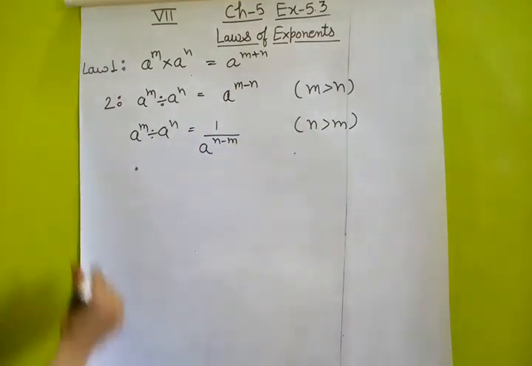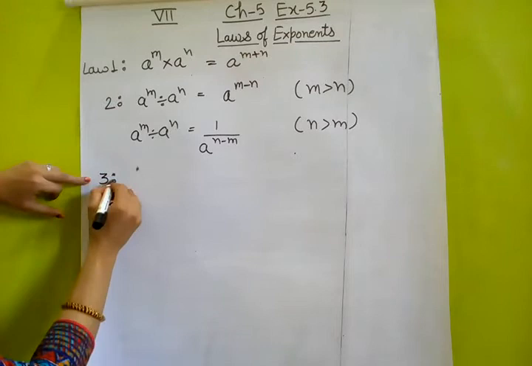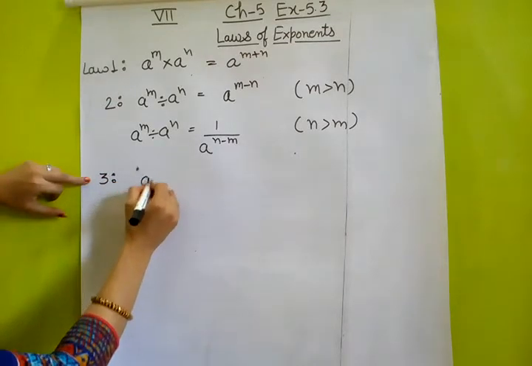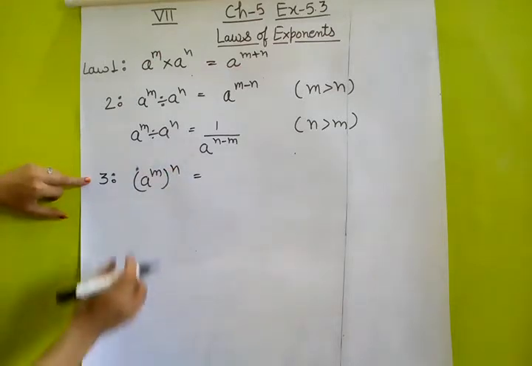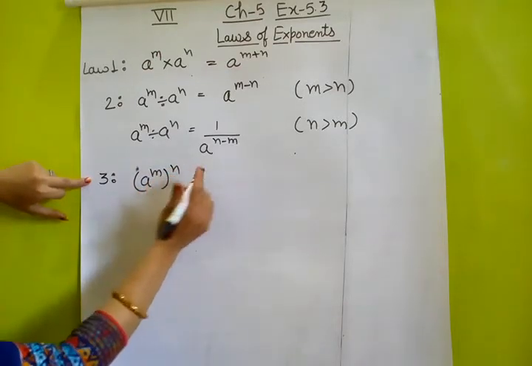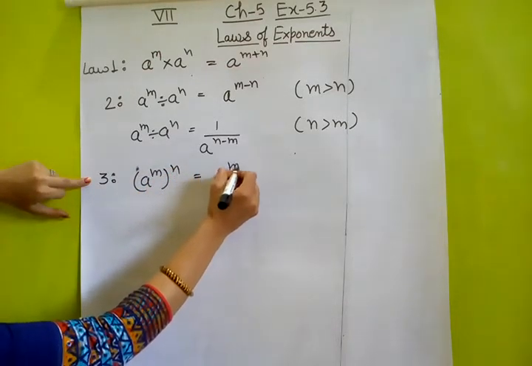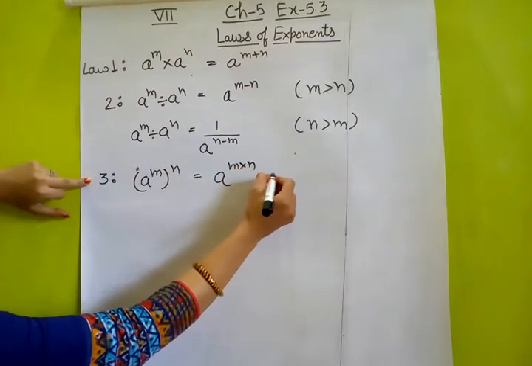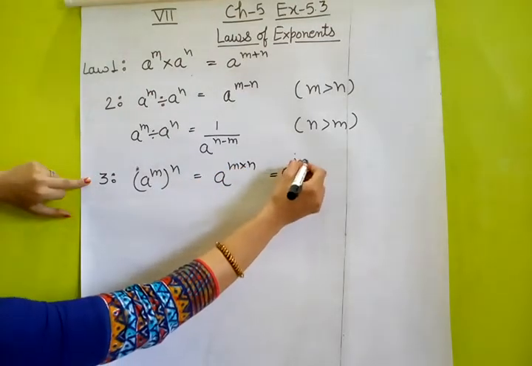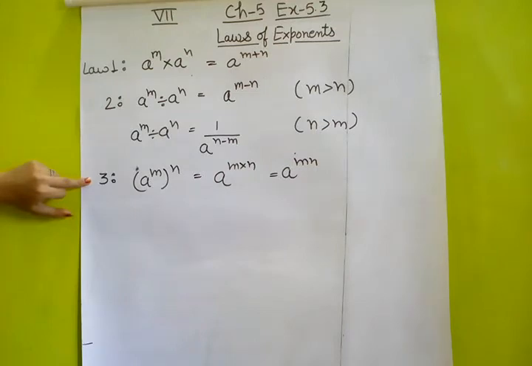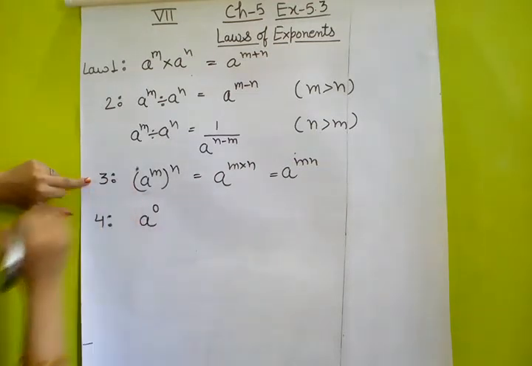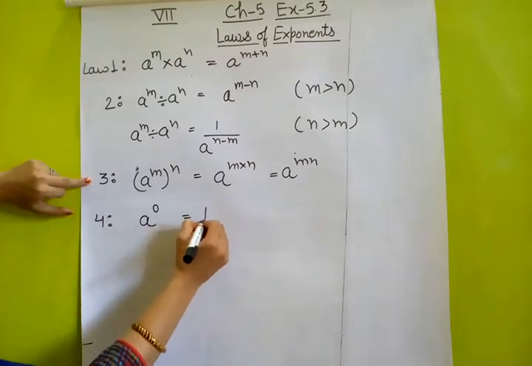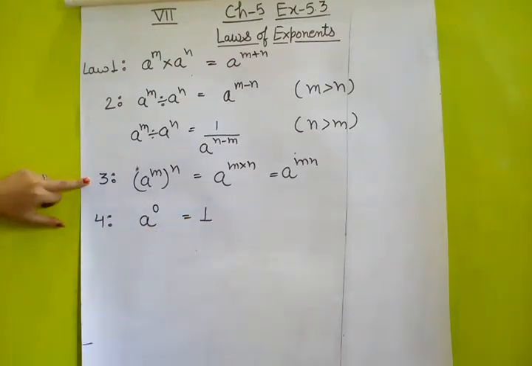Now student, the third law is when (a^m)^n is given, what you can do is multiply this m and n. So it will be a^(m×n), or you can write a^mn. Okay students. Now the fourth law is when a is raised to power 0, then the value will be 1.